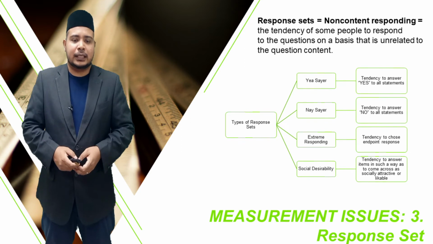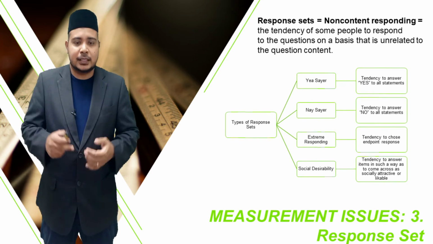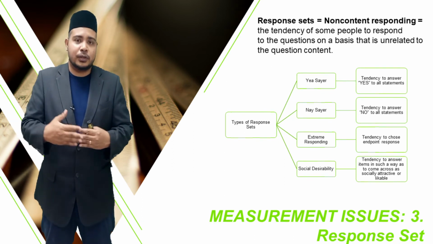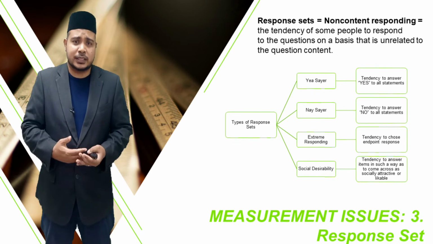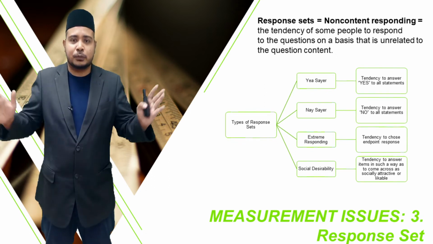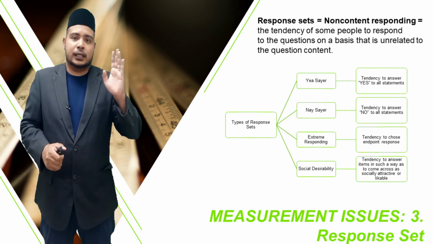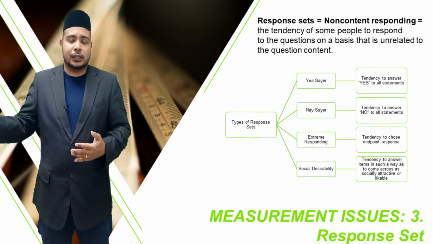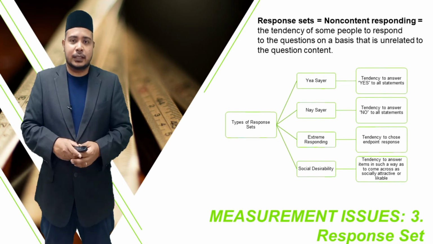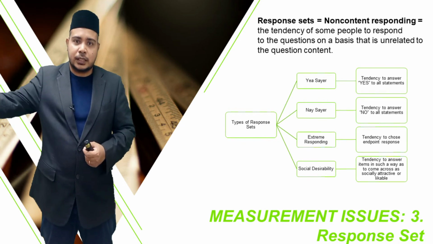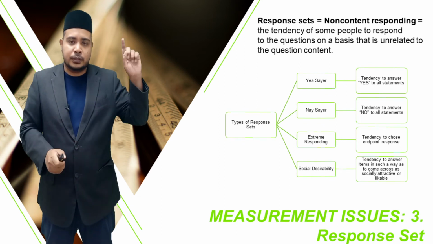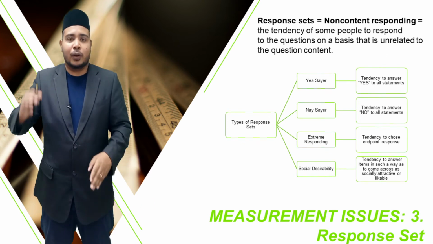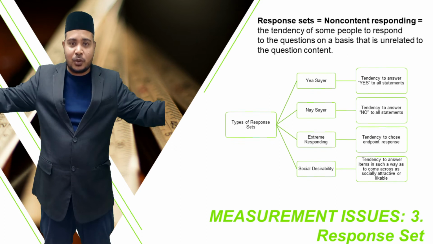Another one is extreme responding, the tendency to choose the end points of the response scale. By now you are already familiar with the questionnaires people ask you to answer. The most common scale is strongly disagree, neither agree nor disagree or not sure, agree, to strongly agree. Some people, if they agree, will put strongly agree. If they disagree, they will put strongly disagree. There is no answer for them to put disagree only or agree only. They will put the extreme score.